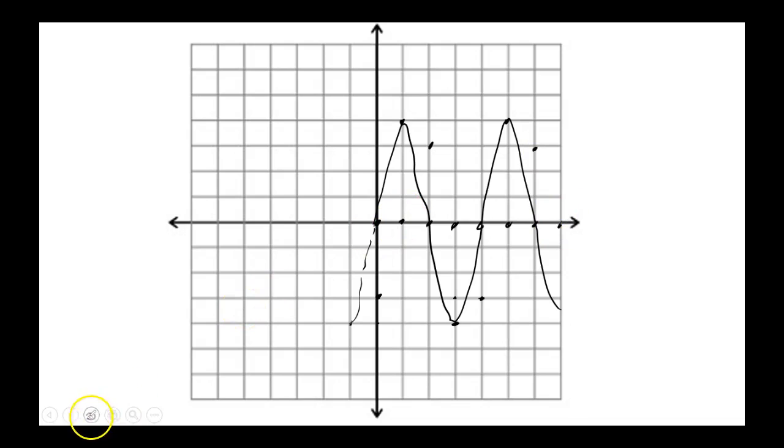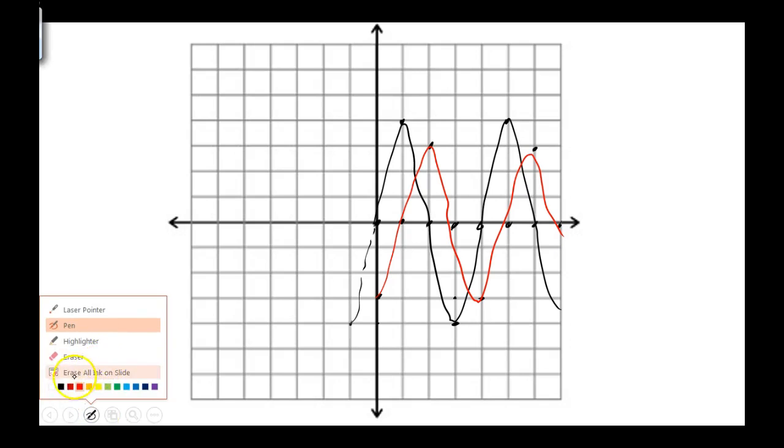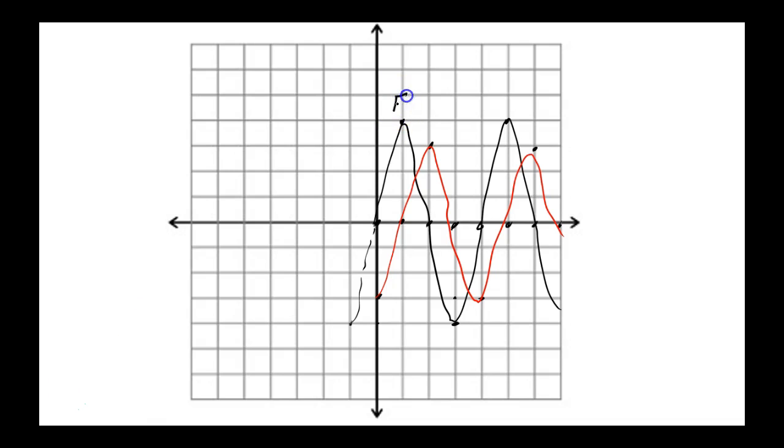Let's do that in red. Is that okay? So the current is doing something like this. Remember, alternating current is alternating up and down, and that's what your current is doing. The black is the voltage, your E, and the red is your current, I.